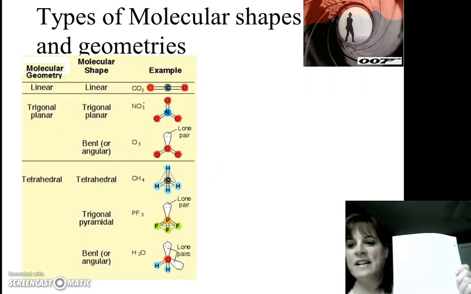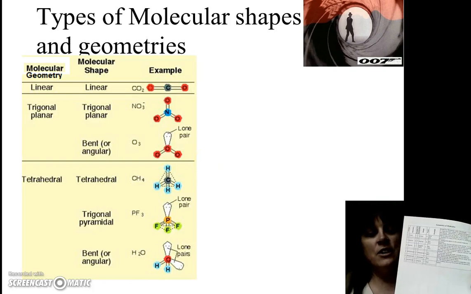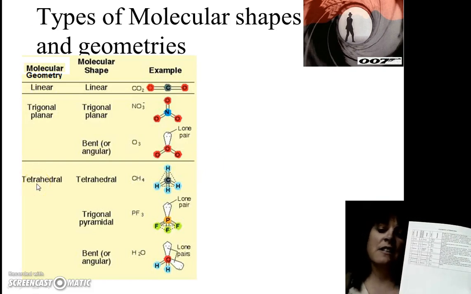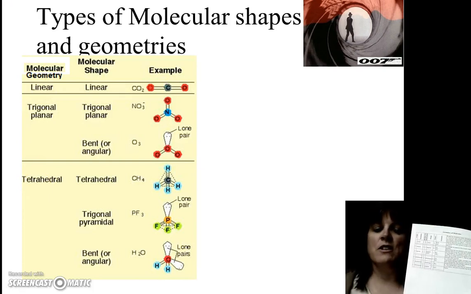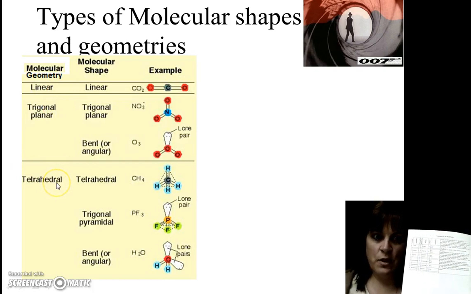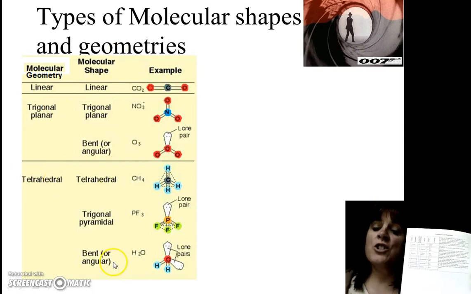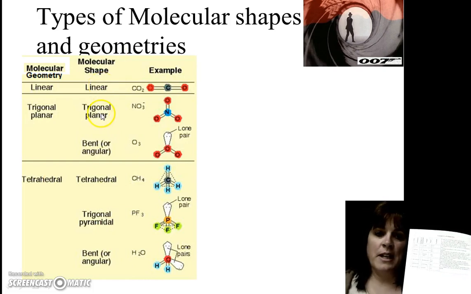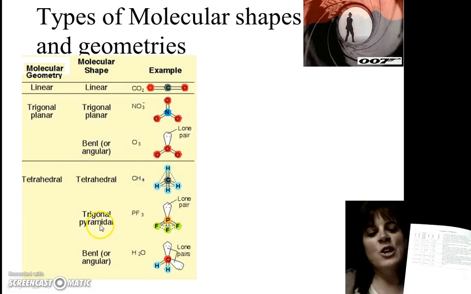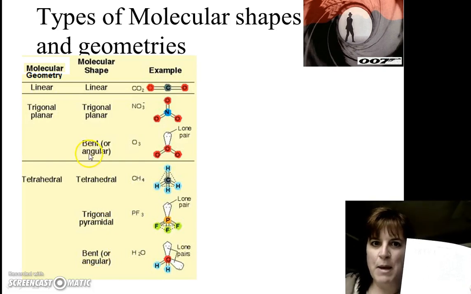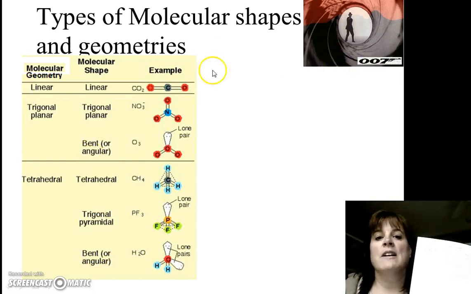Now, if you look at this page, you'll see that there are three types of geometry that we're going to study in this class. There are actually more, but for this class, we're just going to do these three. They're linear, trigonal planar, and tetrahedral. But there are more shapes. So for shapes, there's linear, trigonal planar, bent, which is also called angular, tetrahedral, trigonal pyramidal, and bent. From a 3D standpoint, they kind of look like this.